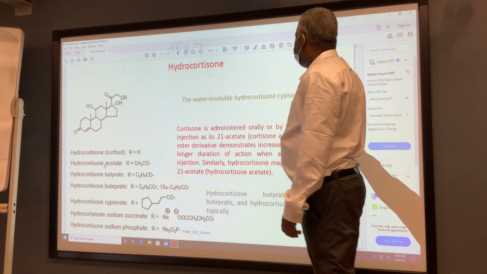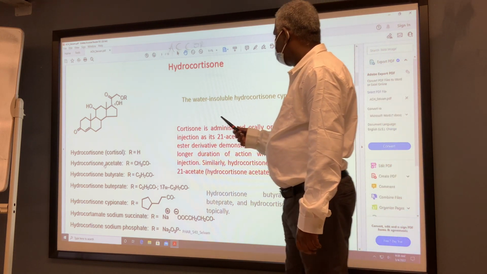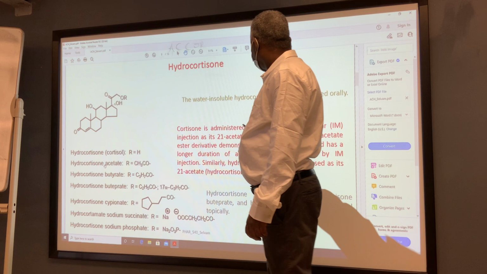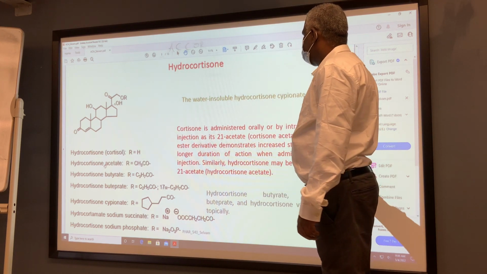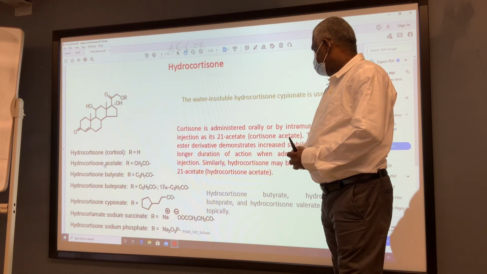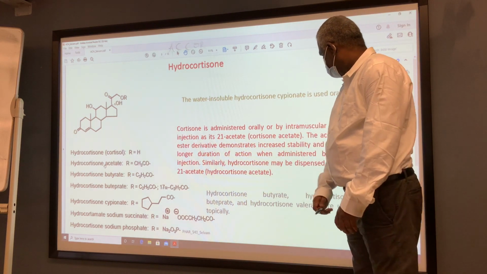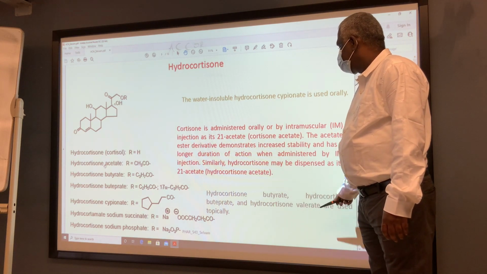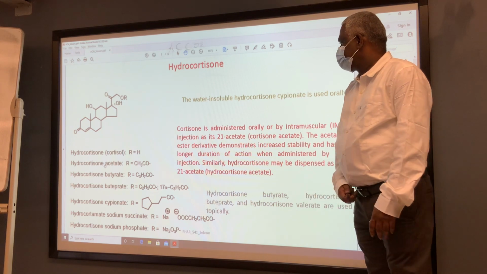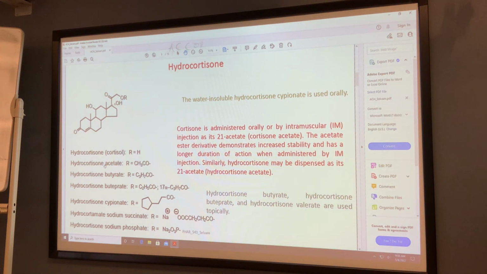suitable for tablet, and the second one, hydrocortisone acetate, is suitable for both oral and intramuscular use, and hydrocortisone butyrate and valerate, those 3 are suitable for only topical use, not for injection or tablet, only for topical.